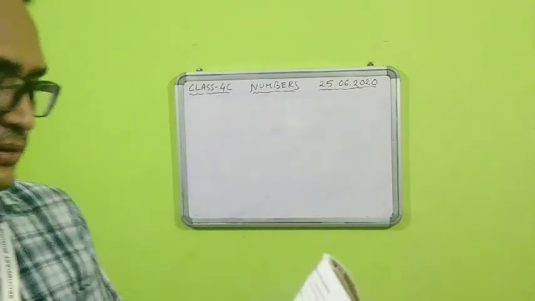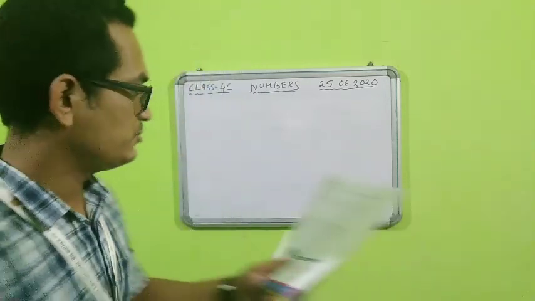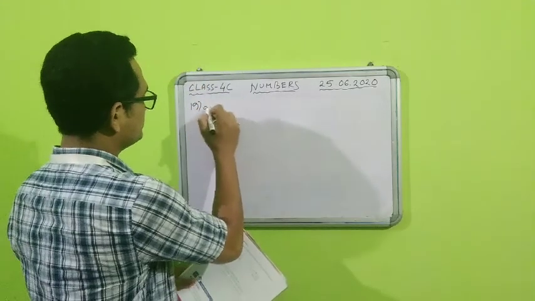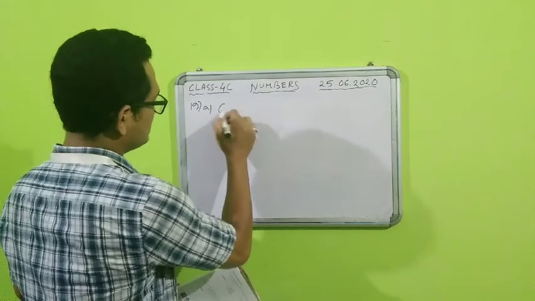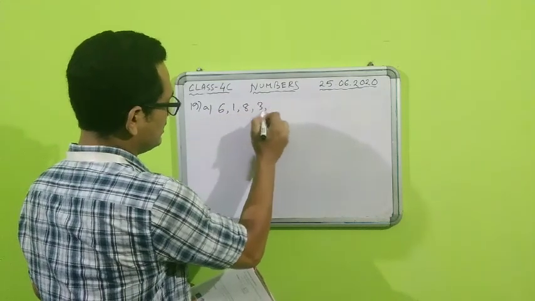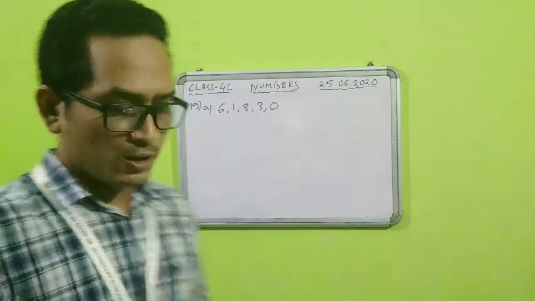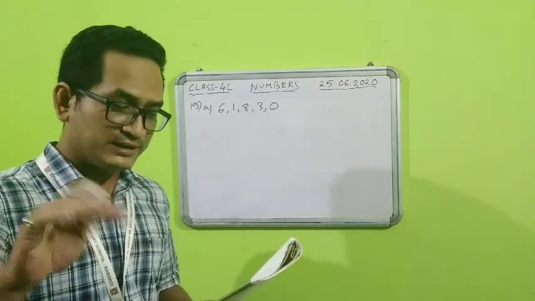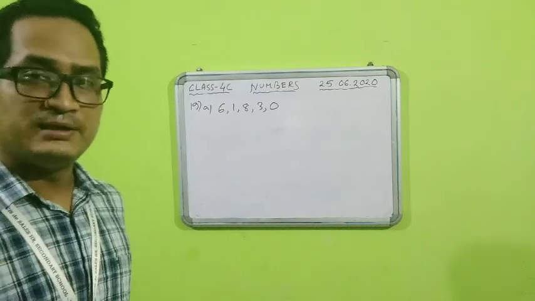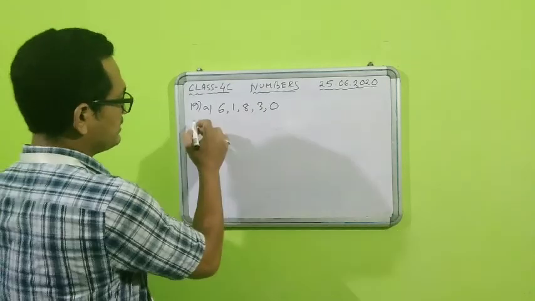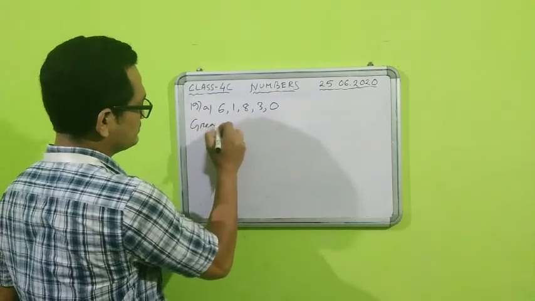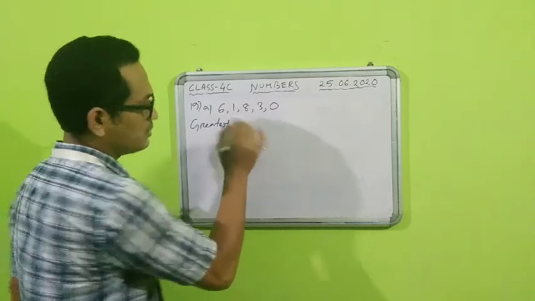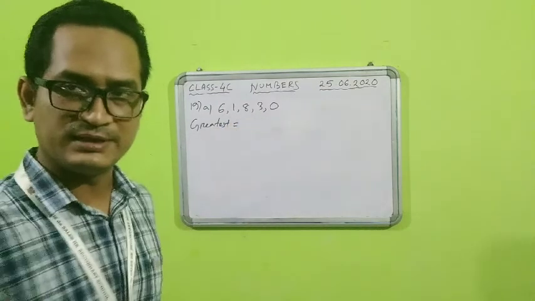Question number 19. Form the largest and the smallest 5-digit number by using the given digits and find their difference. Okay, so let us do it. Question number 19 A. The digits given are 6, 1, 8, 3, 0. We need to form the largest one and the smallest one using these 5 digits. Fine. And then after that we need to find out the difference. So we will first write down the greatest one.